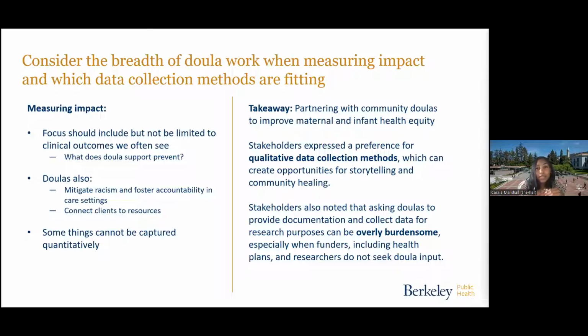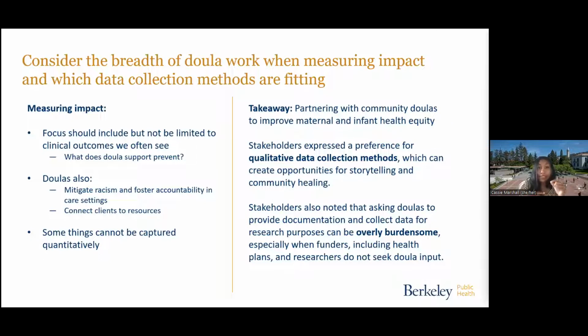And so one of the things that came out of this stakeholder engagement, this capacity building project I mentioned a moment ago, is that stakeholders actually expressed a preference for qualitative data collection methods because they can create opportunities for storytelling and community healing even. And this is, again, not to take away from the quantitative indicators we need to have, but really just trying to broaden our thoughts around the idea of having stories.